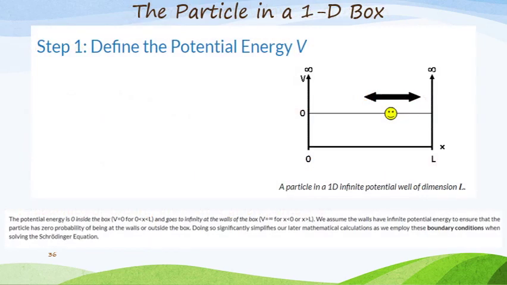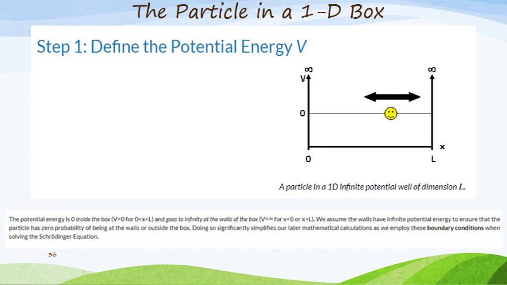All right, to understand how an electron actually moves, we can look at something called the particle in a one-dimensional box. The first thing we need to do is define the potential energy. If we look at this diagram on the slide, we're going to see that the potential energy inside this box is going to be 0 between the position 0 and L along the x-axis. And it's going to go to infinity at the walls of the box.